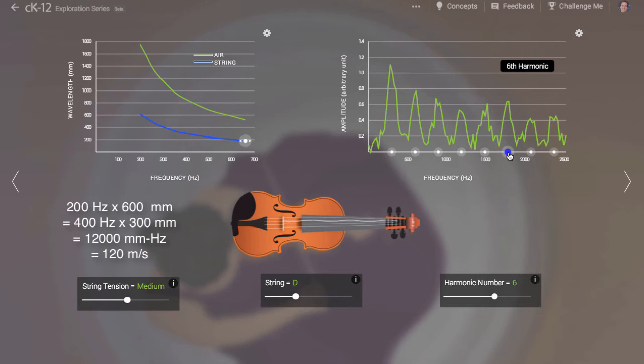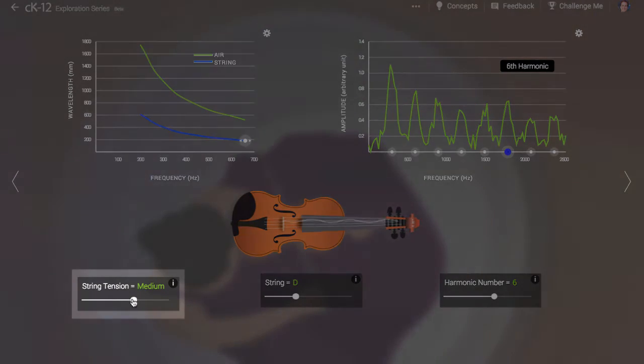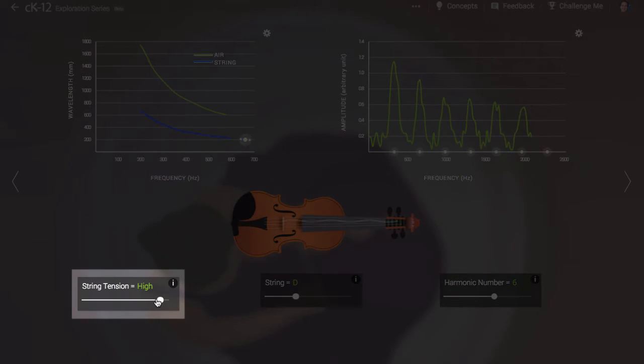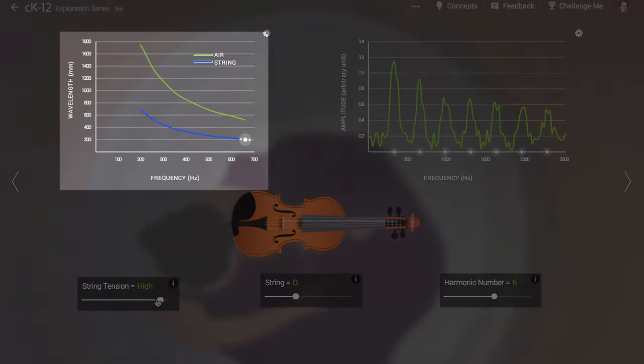12,000 millimeter Hz is the same as 120 meters per second. This is the speed of waves on the string. If you adjust the string tension, the wave speed increases. For a given wavelength, the frequency increases as well. This is how we tune the string to the proper frequency.